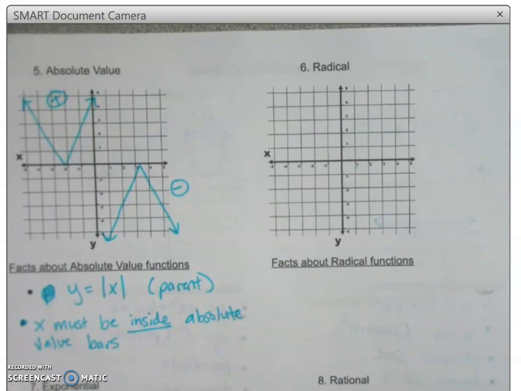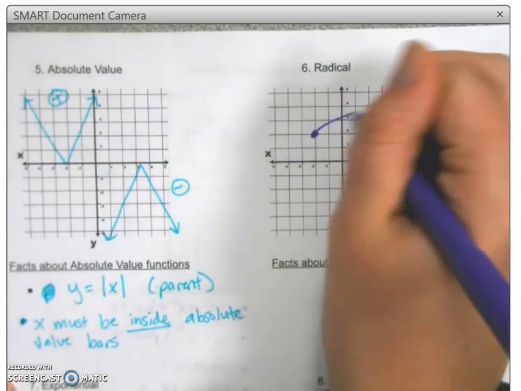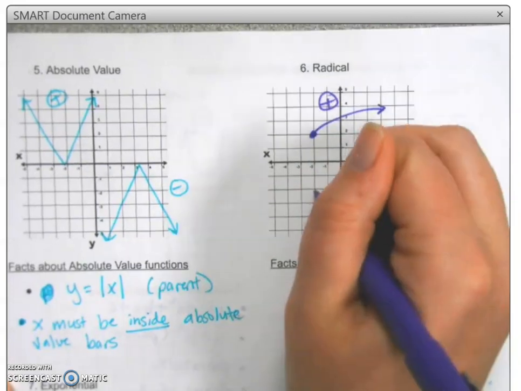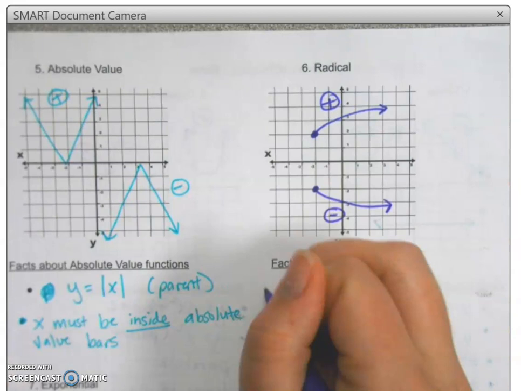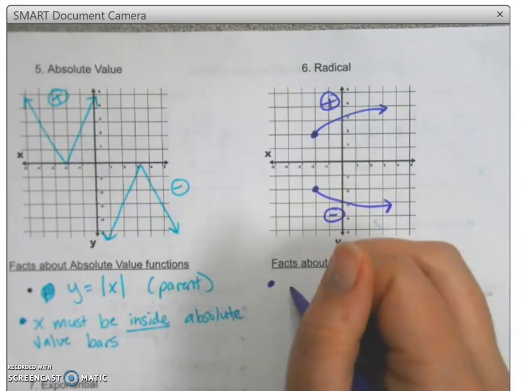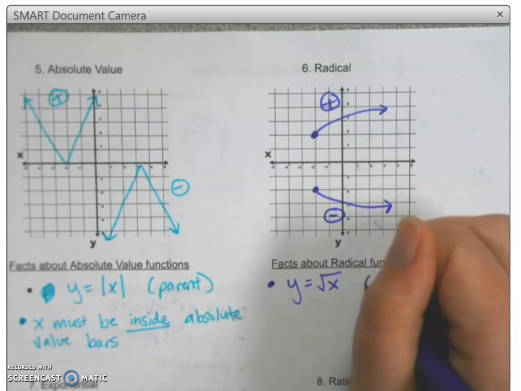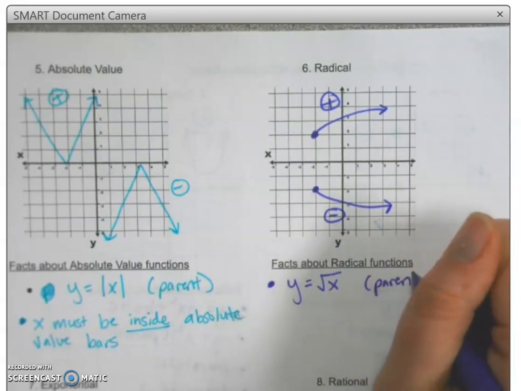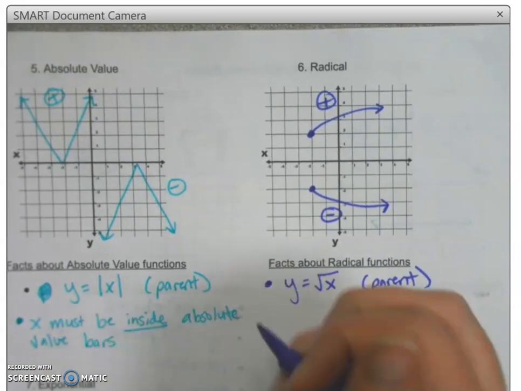All right, then we have radical. A positive one looks like this, and a negative one looks like this. And so what I want you to know about radical, this is y equals square root x. This is the parent. Just a heads up, there are other ones. This can be cube root, fourth root, any root really. So whatever, doesn't matter. They're all radical functions.